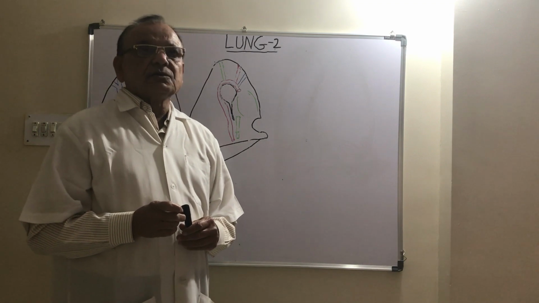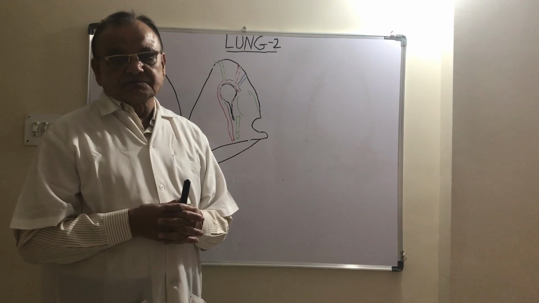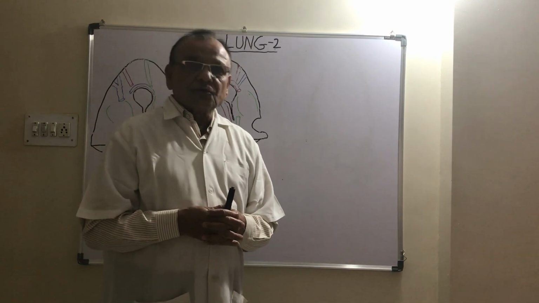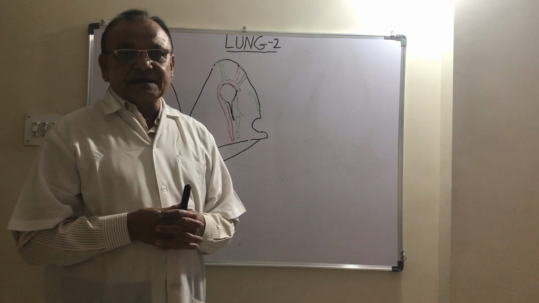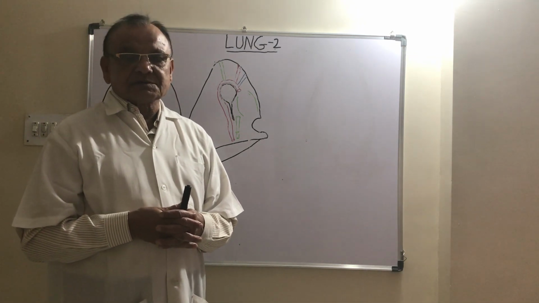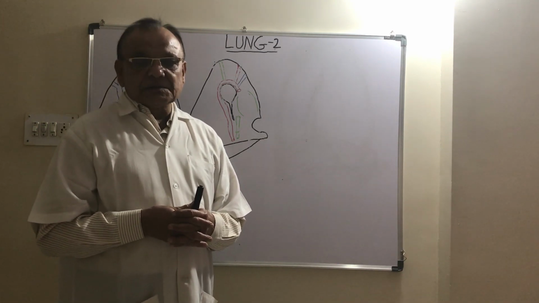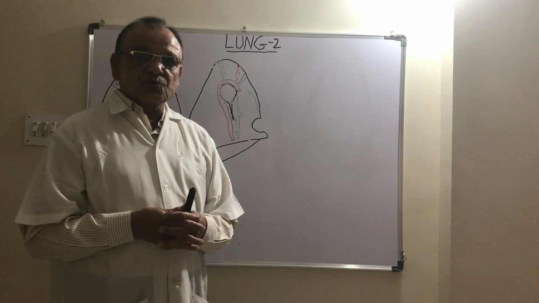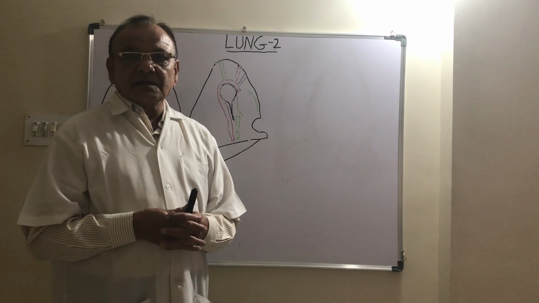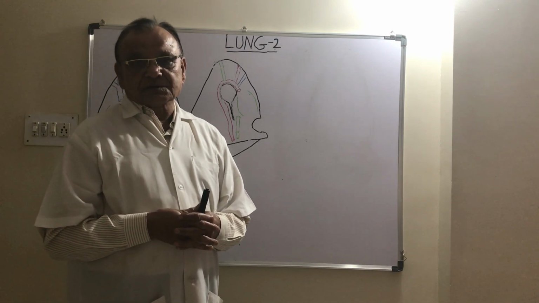On the right side, two bronchi are there, called the eparterial bronchus and the hyparterial bronchus. And on the left side, there is only one bronchus, and that is called the principal bronchus or primary bronchus.